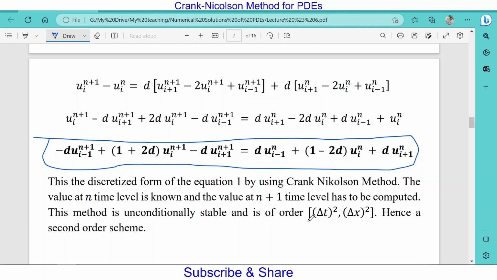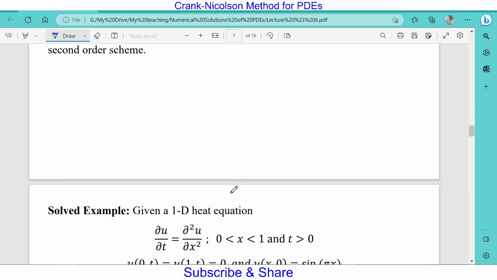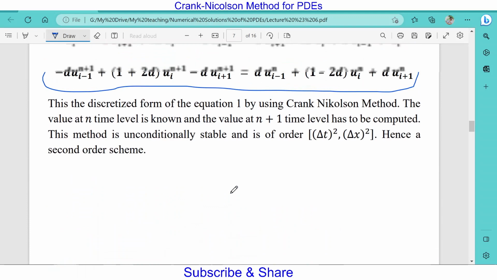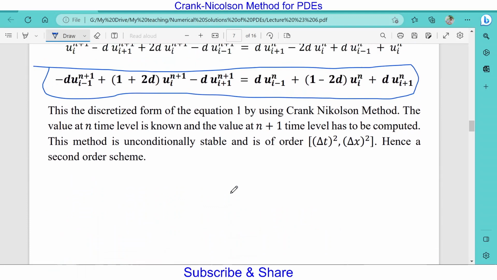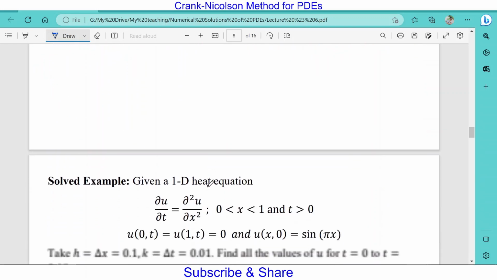The method is unconditionally stable, and the order of the method is delta t squared and delta x squared, so we can say it is a second order scheme. Now we will solve one example, and then we will formulate the MATLAB code of the Crank-Nicolson method.